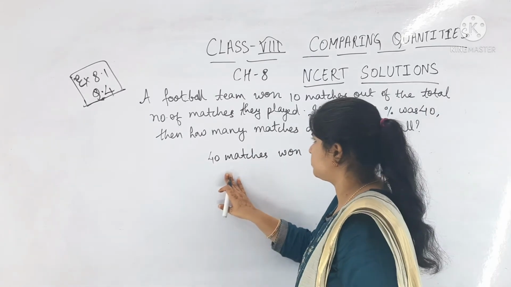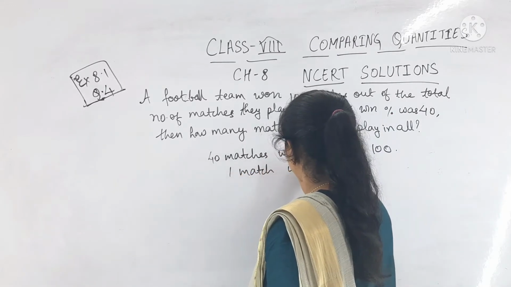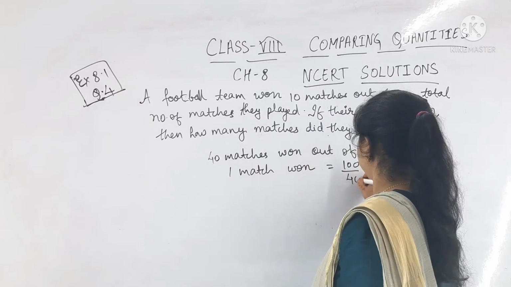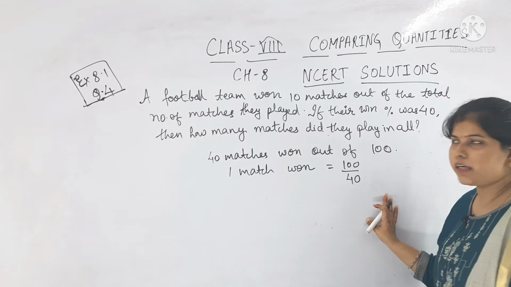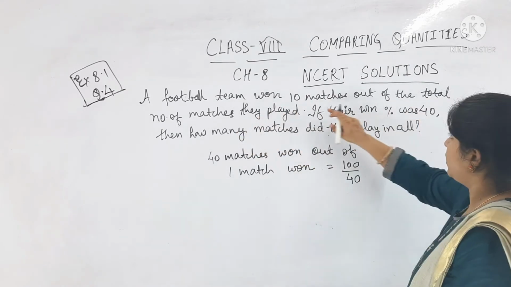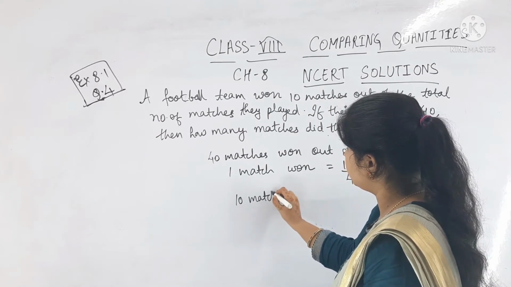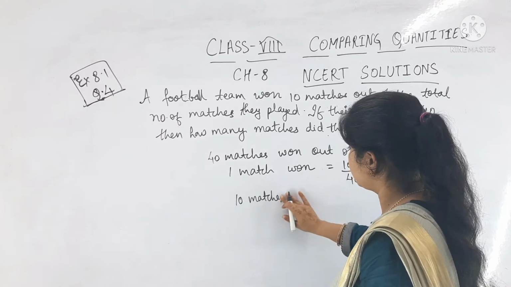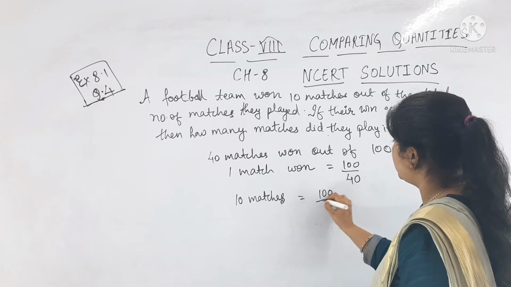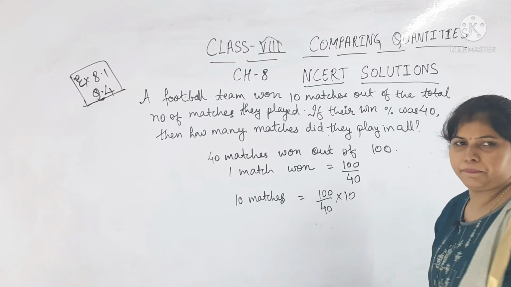Here, so one match equals 100 divided by 40. I can take it like this, 100 divided by 40. Now we have to calculate for 10 matches. So 10 matches equal 100 divided by 40, and this should be multiplied by 10.